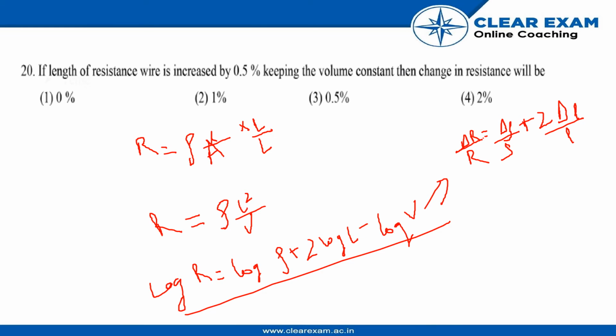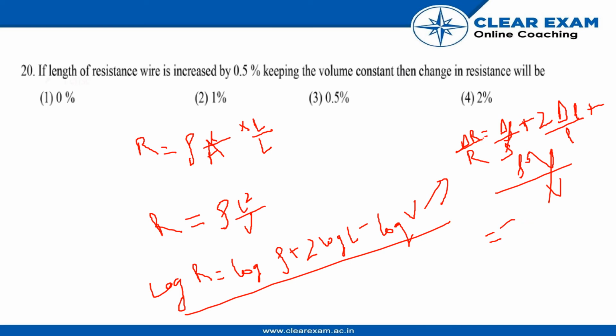So here the error part also comes into play. This minus sign will get changed here. It will become plus, and now the log V will become delta V by V. So we are seeing that there has been no change in rho and V, so we will cancel them and we will be left with 2 delta L by L.